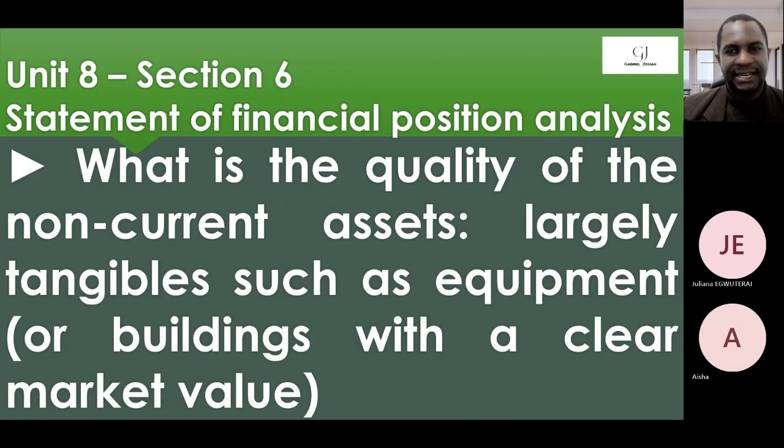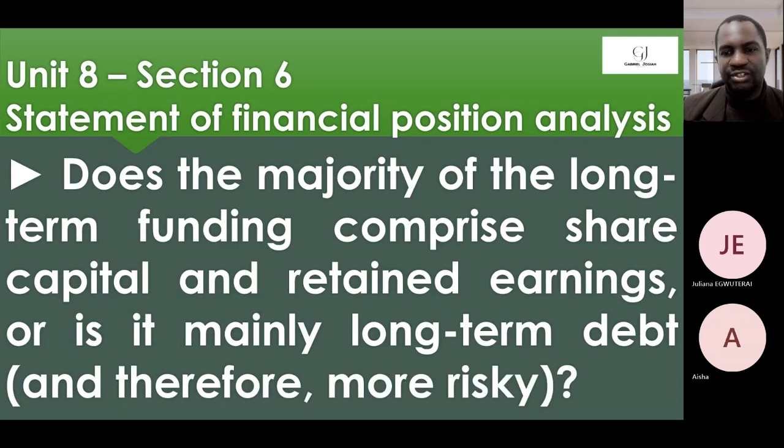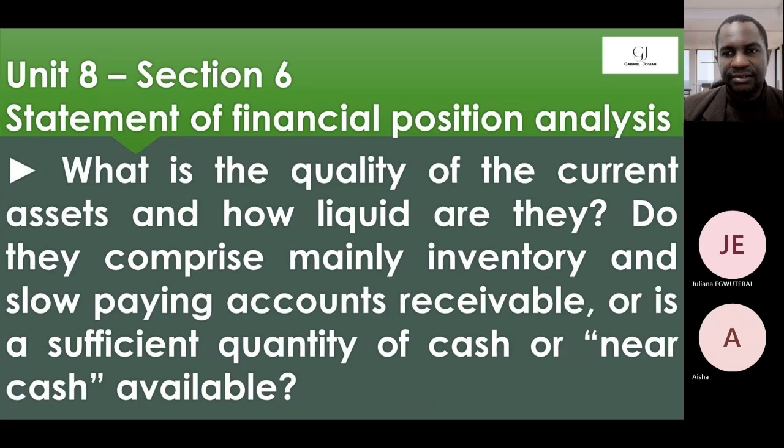Okay, so look at this slide. They say, what is the quality? The questions you should ask when performing statement of financial position analysis. The quality of non-current assets: largely tangible, such as equipment and buildings with a clear market value. Those ones are purchased. But mostly intangible, such as goodwill. Can this be sold in a crisis? What might be the independent market value of this item? So these are questions you ask. In a crisis, like I said, you may not be able to get what you want, irrespective of the value. So this slide speaks to that, and please take note of it.